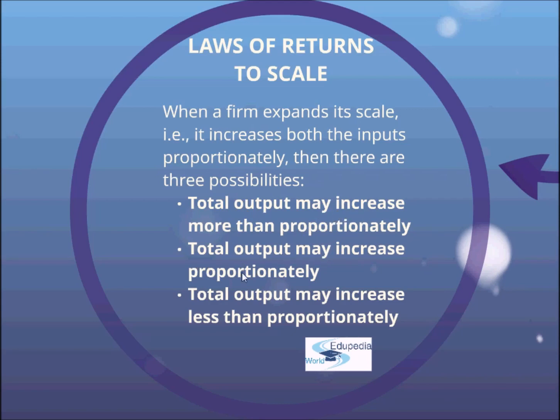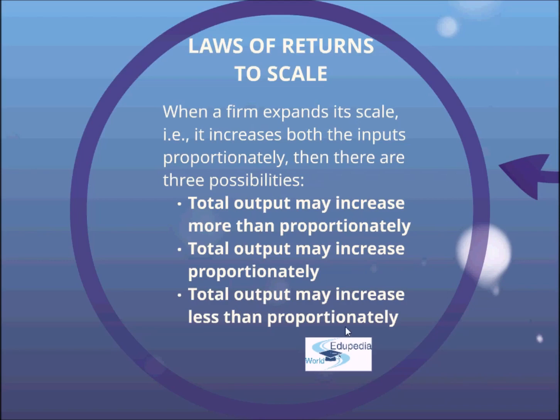Total output may increase proportionately, which means that if I double my use of labor and capital, the output will also be doubled. Total output may increase less than proportionately, and this means that if I double the use of labor and capital, my output will be less than doubled.